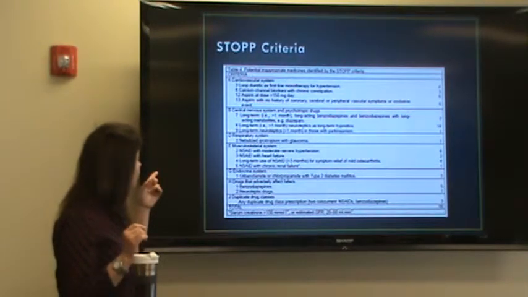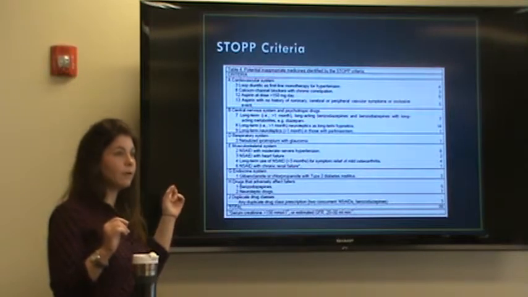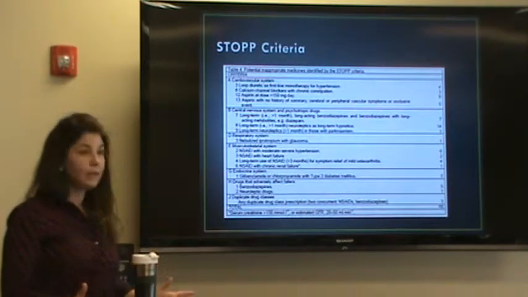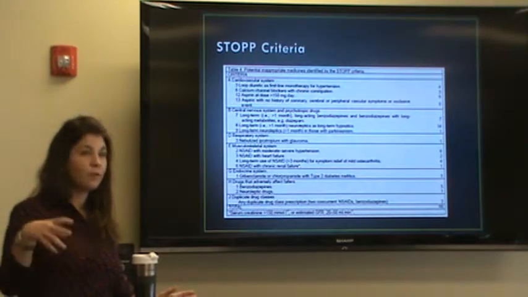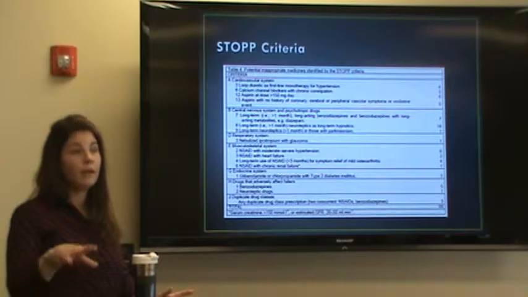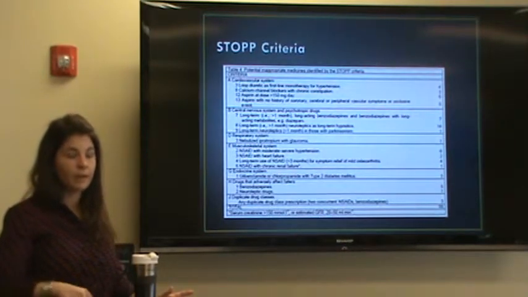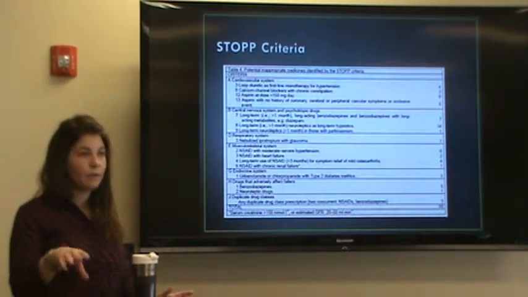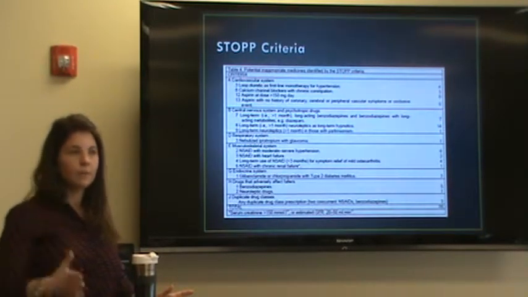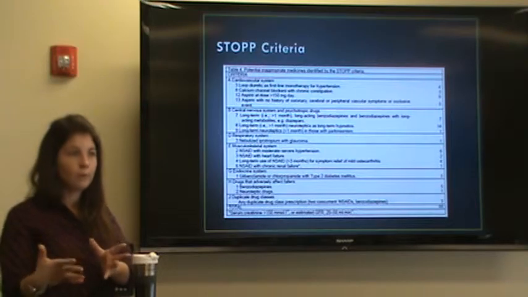Another example is aspirin in doses greater than 150 milligrams. Enough studies have been done about aspirin to say that in elderly patients, patients over 65, there's no benefit of taking aspirin doses greater than 150 milligrams, and you're increasing your risk pretty profoundly. So an 85-year-old taking aspirin 325 twice a day is probably taking an unwarranted risk.